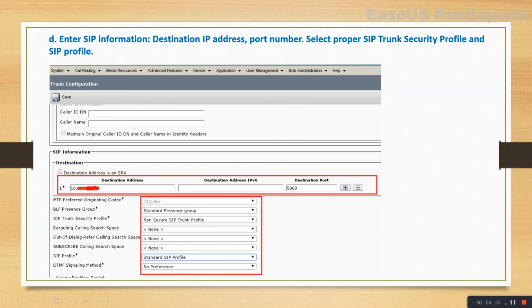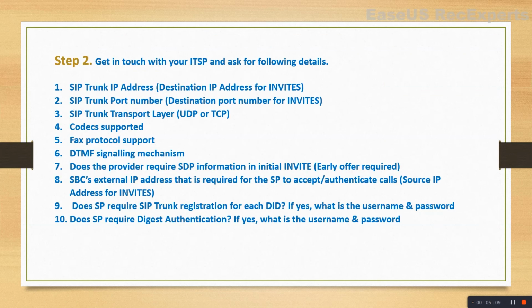and we have to choose a proper SIP trunk security profile and a SIP profile, depending on the organization. After this, these are the basic configuration of a SIP trunk in the Call Manager. After this, apply config and your SIP trunk is ready. Since we are dealing with basic Cube configuration, the first step is done. Your Cube is now talking to Call Manager through the SIP trunk.